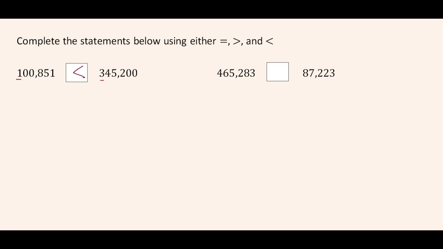Here we have 465283. So we have 6 digits on the left hand side, 5 digits on the right hand side. So I'm going to replace the digit on, we're going to always move the digits to the right, and then we're going to place a 0 on the left. So we have 087223. So now we compare 4 and 0. 4 is larger, so my alligator's mouth is going to open to eat it.